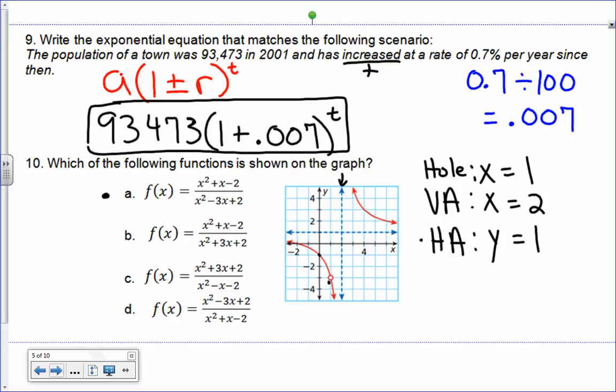So let's go to B. On the top, it didn't change. On the bottom, it's x squared plus 3x plus 2. So I'll change that on the bottom to a plus, hit graph. And the picture is definitely different, so it's not B. All right, you go to C. On the top, you have x squared plus 3x plus 2, and on the bottom you have x squared minus x minus 2. You hit graph there.